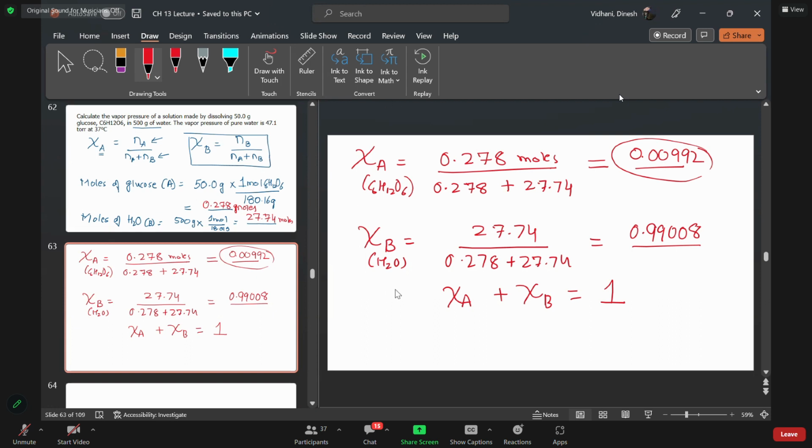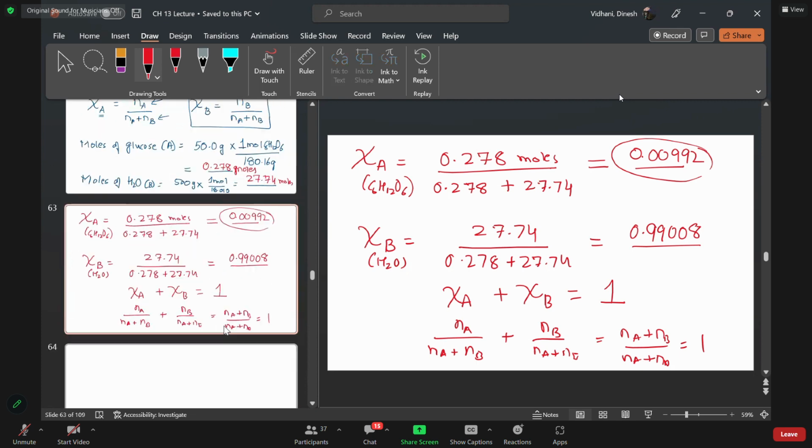Now, why is mole fraction of A plus mole fraction of B equal to 1? Just look at that one. Mole fraction of A is Na over Na plus Nb, plus mole fraction of B is Nb over Na plus Nb. If you add them together, you are essentially getting Na plus Nb divided by Na plus Nb, which equals 1, right? So you can either subtract from 1 and get the mole fraction of the second one, that's simple, or you can follow this method. Any method is fine. Now, going back to the problem.